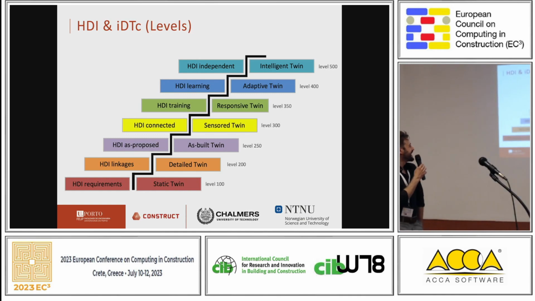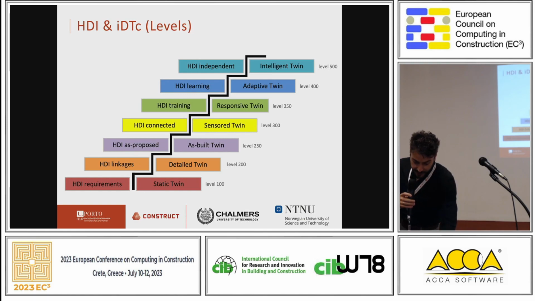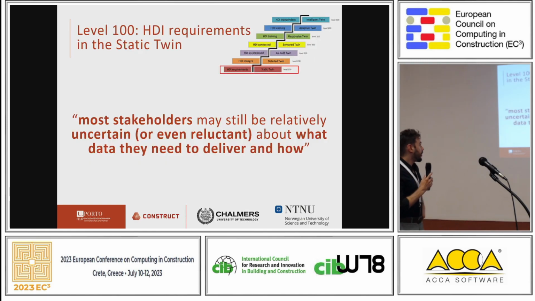Okay, not too much. So we have connected these different levels of human data interaction with these different levels of the incremental digital twin, and I'll explain how we conceptualize those. On the base level of the static twin, where we're just starting developing the different layers of the digital twin, we have what we call the HDI requirements, where we more or less conceptualize what the requirements are about the different interactions and the data that is being consumed or provided within the construction of the digital twin, right?